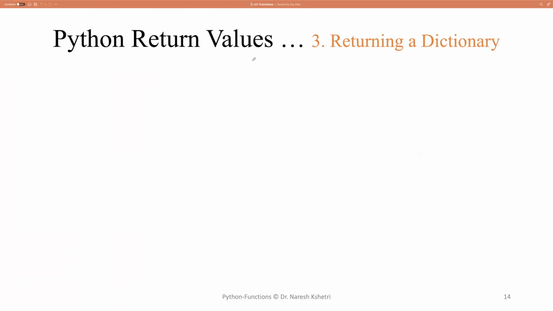Today in this video we are going to explore the return value. We normally say RV, return value, for Python, and on top of that we are trying to return a dictionary.